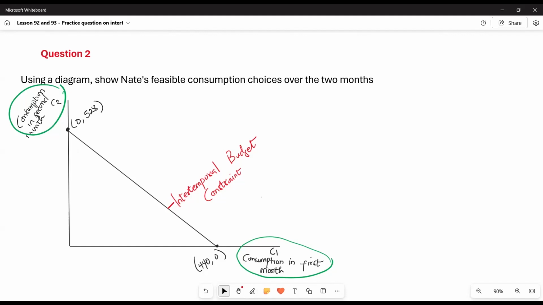Our x-intercept will be net maximum consumption in the first month. If he decides that he will spend all his first income now and also borrow enough money today against all of his second month income. So essentially, Nate wants to spend every income he can earn over both periods in the first month. C2 is going to be equal to 0.